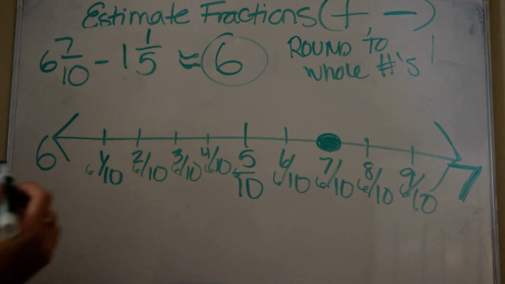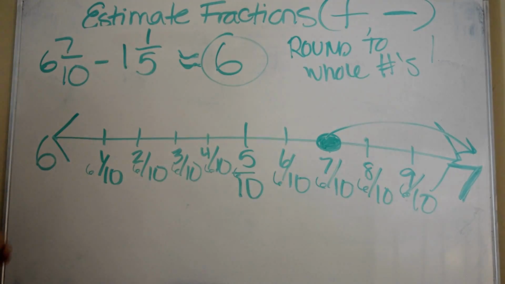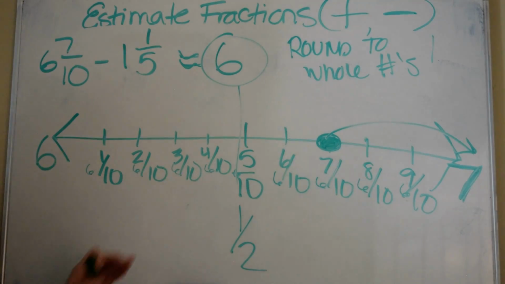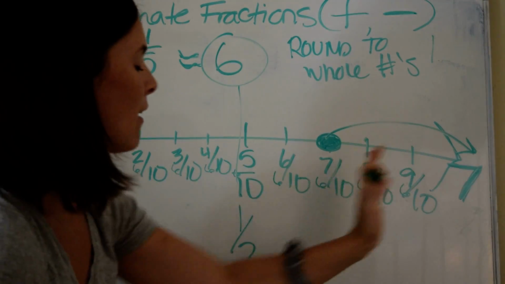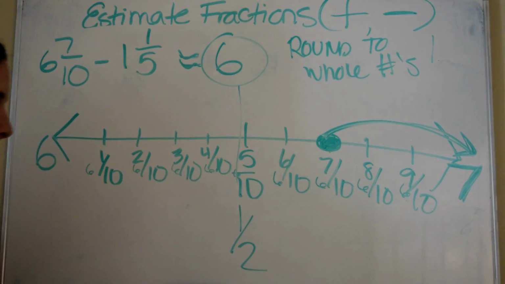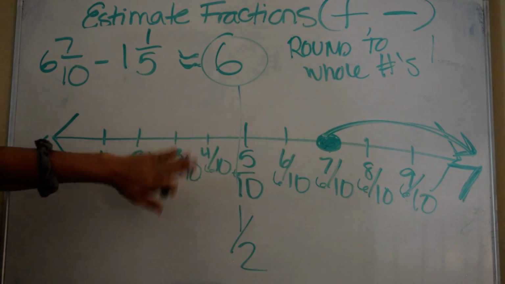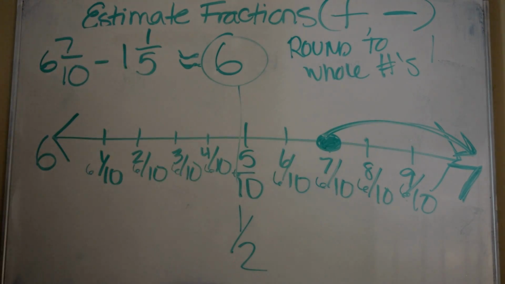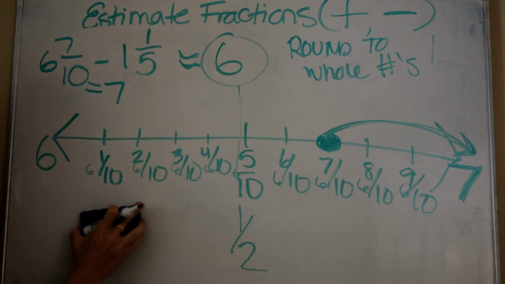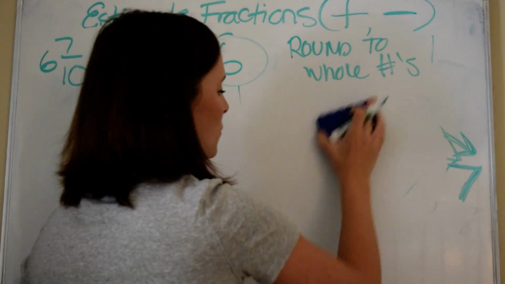You can eyeball it. You can see that it's closer to the 7, but you also know that 7/10 is bigger than the halfway mark. So if it's anywhere to the right of the halfway mark, or if it's bigger than a half, it's always going to round up. If it's anywhere over here to the left of the halfway mark, it's going to round to this, okay? So we did round that properly. That rounds to a 7. So now I need to figure out what 1 1/5 rounds to.